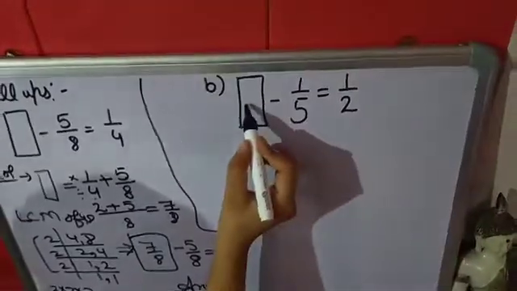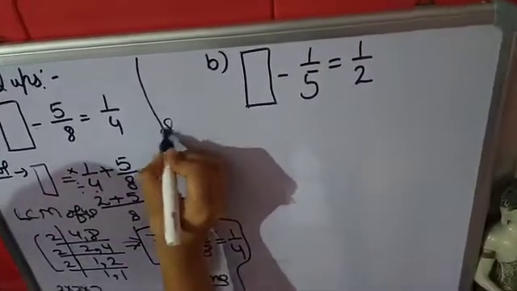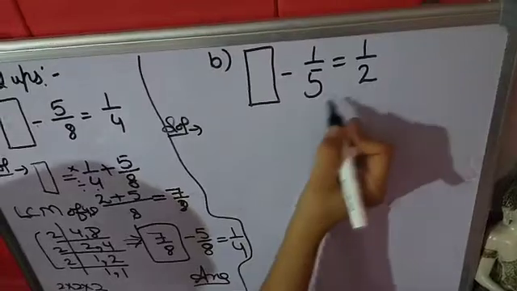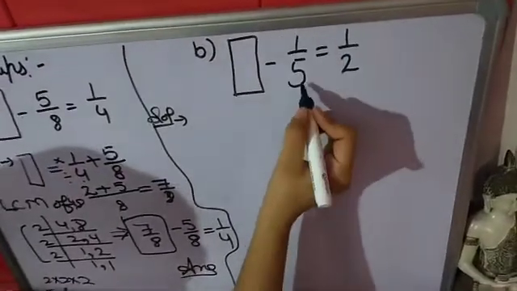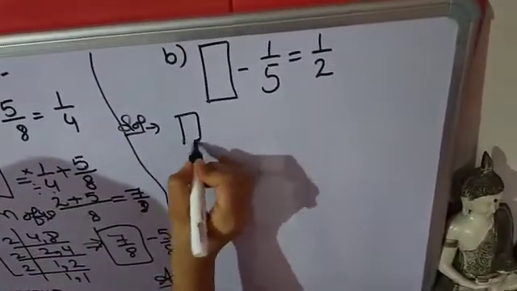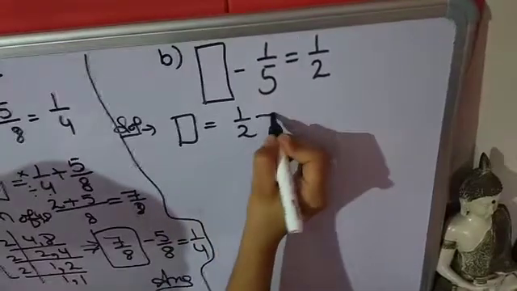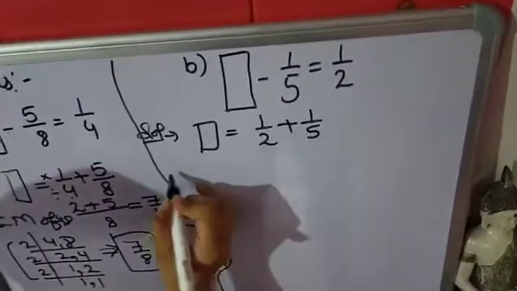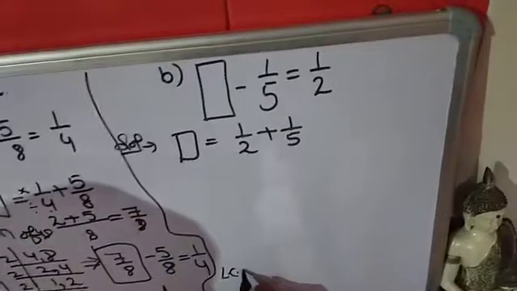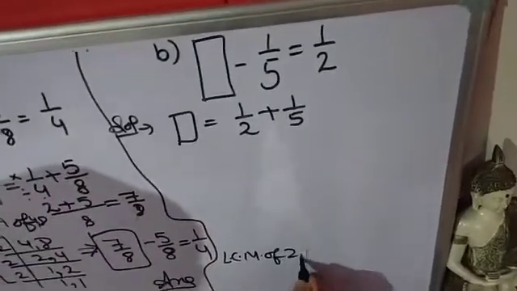You have to find this fraction. Again 1 upon 5 will go there because denominators are different. 1 upon 5 is here of minus. When it will go there, it will be of plus. 1 upon 2 plus 1 upon 5. Again take the LCM of 2 and 5.